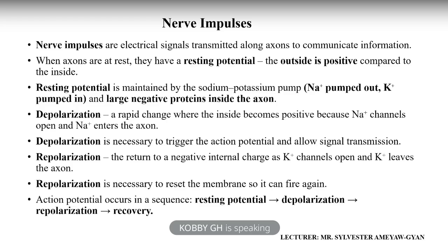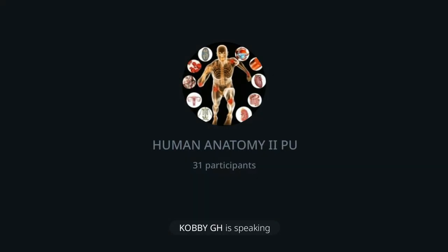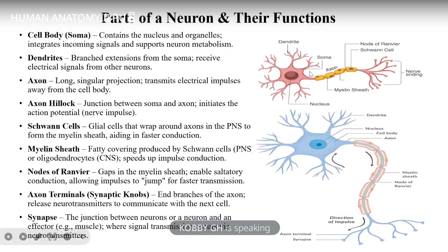Is that okay? So that is what I was trying to demonstrate over here. The movement of electrical signals from one point to another point on the axon of a neuron. And the question is, why are electrical signals moving from one point on the axon of a neuron to another point on the axon? They are moving to communicate information. So anytime an electrical signal is moving along the axon of a neuron, it is carrying certain information. It's communicating certain information somewhere. And that is why nerve impulses are very important.